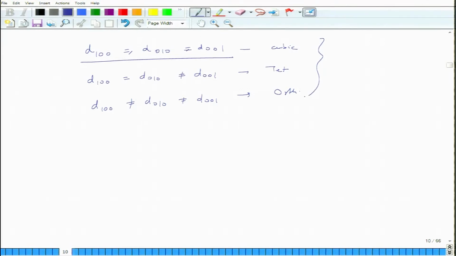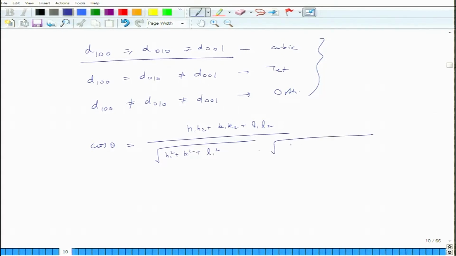Similarly, angles. In case of the cubic system, we saw that cos theta was H1 H2 plus K1 K2 plus L1 L2, divided by square root of H1 square plus K1 square plus L1 square, into square root of H2 square plus K2 square plus L2 square. This is again only for the cubic system. It will be different for tetragonal and orthorhombic systems.